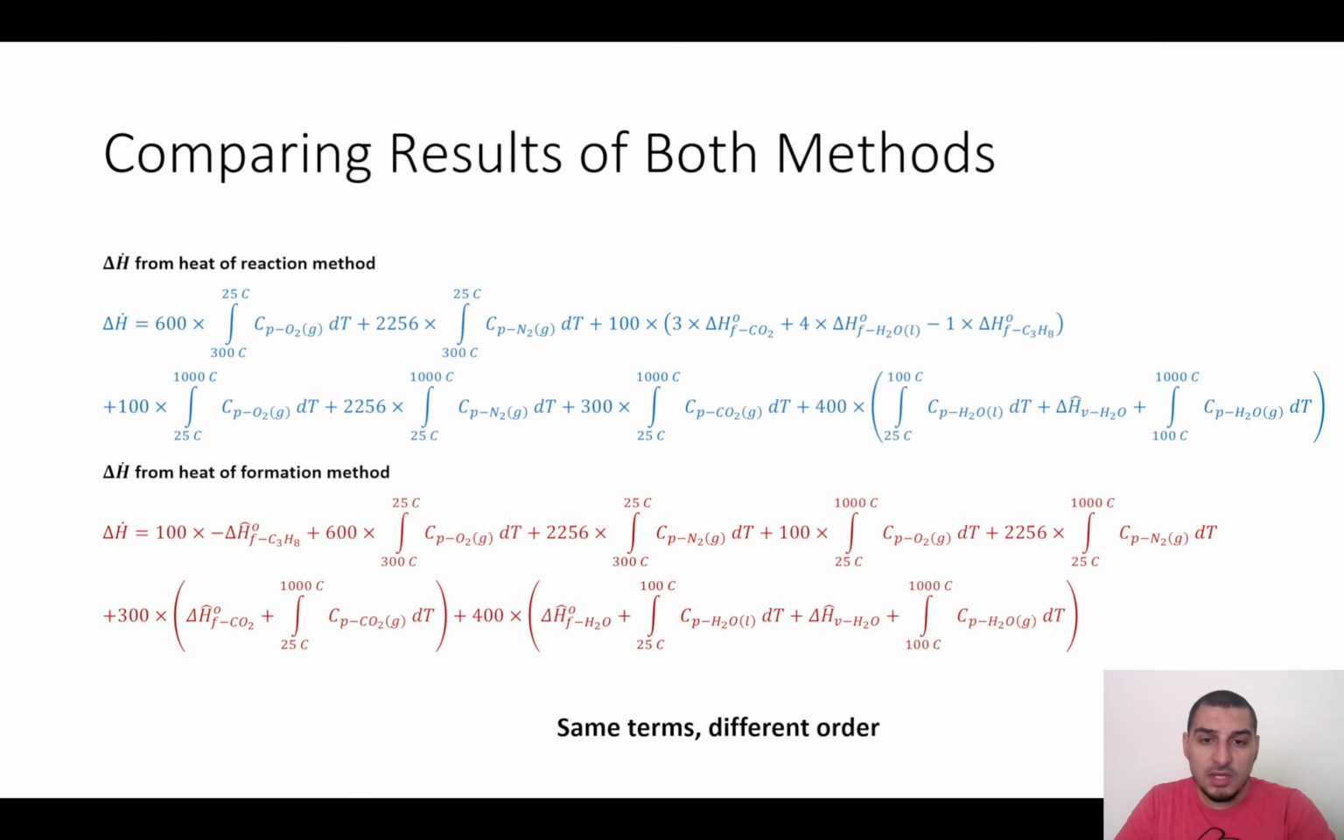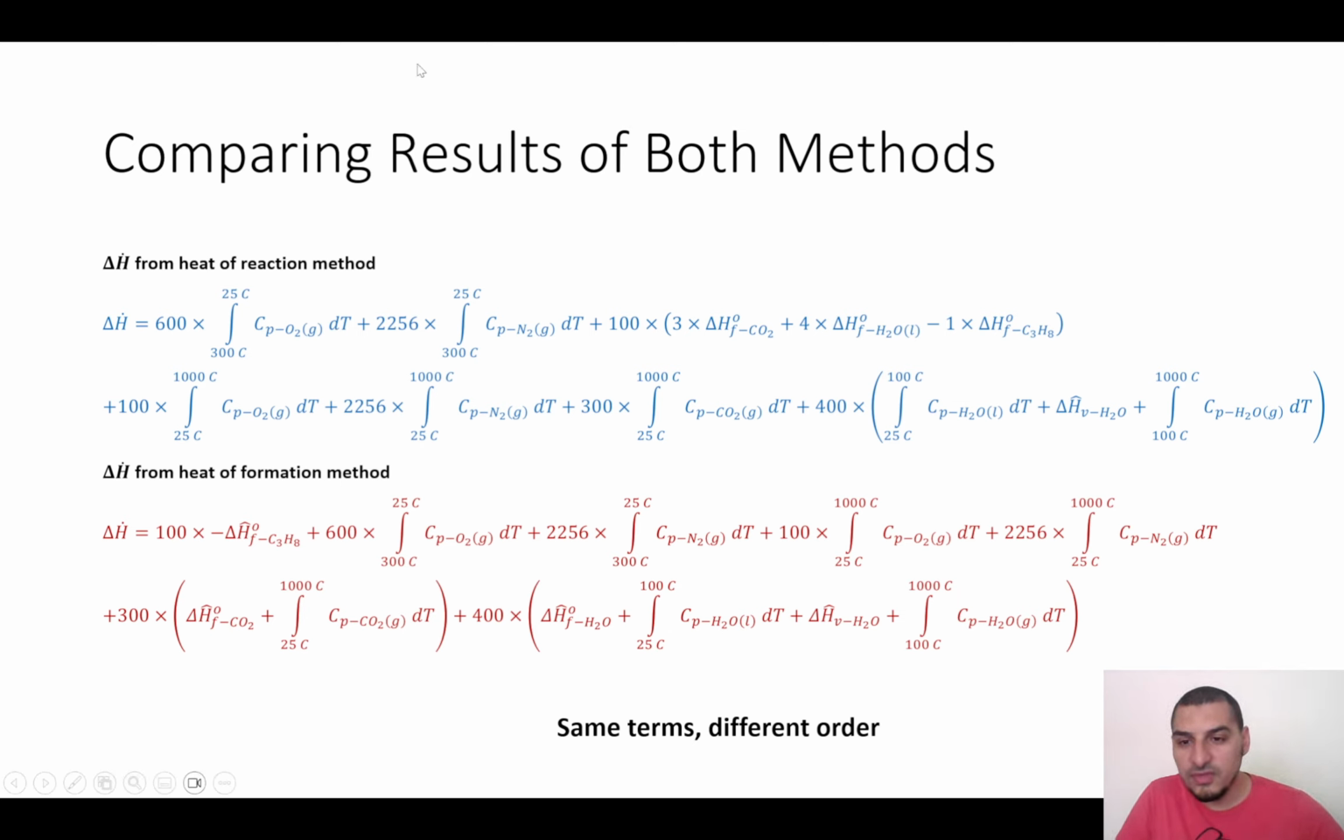Hello everybody. So now after discussing the heat of reaction method and the heat of formation method, the next thing that I want to mention, which is a very important thing to mention here, is: are these two methods going to give us the same numbers or not? And if yes, how come? So the answer is yes, they are going to give the same result, and I'm going to discuss it with you here because it's an interesting thing.